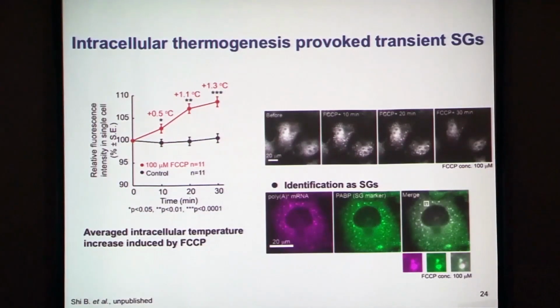To prove this, we provoked heat thermogenesis in cells. Like I said, mitochondria are known to produce heat in cells. FCCP is one of the strongest uncouplers, which results in the leakage of protons, and the temperature of the cell increases. The temperature increase reached 1.3 degrees over 30 minutes. When you observe the mRNA distribution, you can see transient, beautiful SG structure formation upon mitochondrial stimulation. So the heat production from mitochondria can provoke stress granule formation.